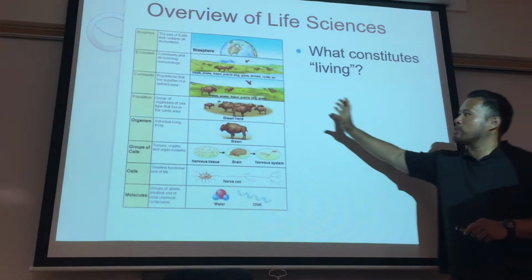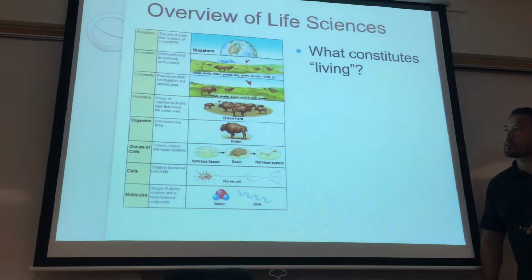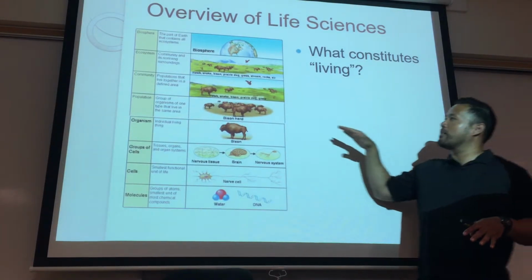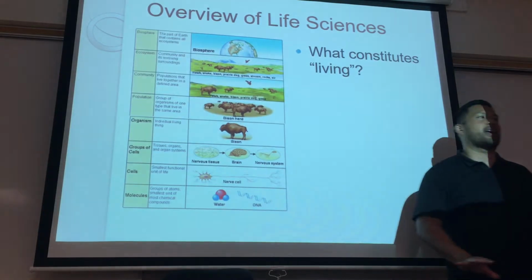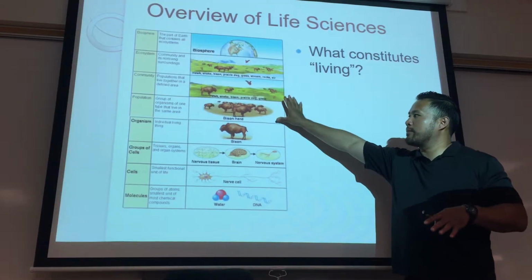Once we look at a population, we're looking at one specific species. This is a group of organisms of one type that live within that ecosystem. So if we're looking at, for instance, that bison within that prairie, that's specifically the population we're looking at. Okay? All of that stuff is included in life sciences.